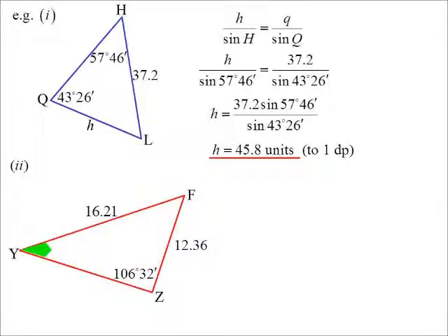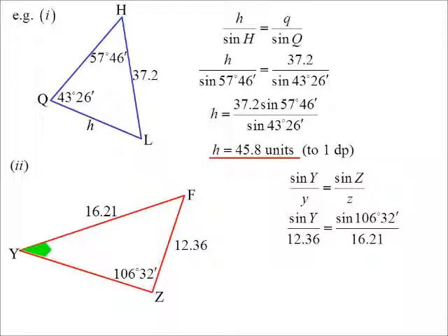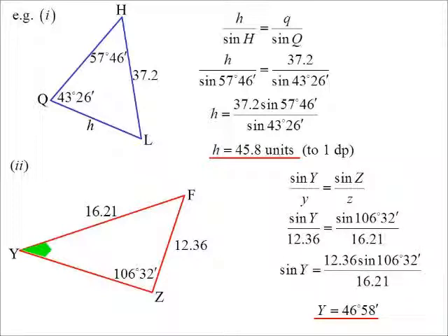The other type of question we could get is to find an angle. In that case, we usually put the sine ratio on top because it's easier to make it the subject. So this one will be sine y on y is sine z on z. Subbing in our given information, that's sine y. So to find y, inverse sine that expression, and I have 46 degrees 58.